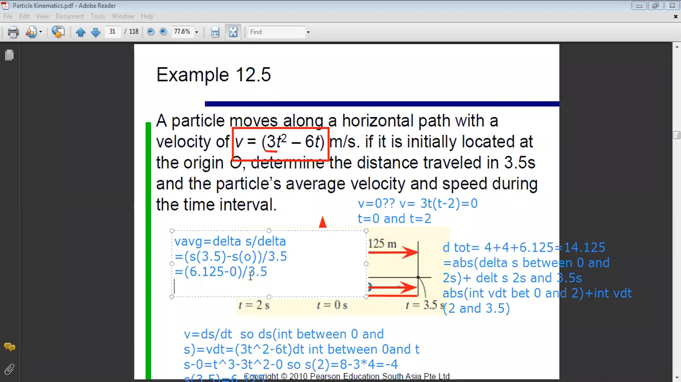Now to get the average speed, I use the total distance over delta t. So it's equal to 14.125 over 3.5. And of course here, the average speed will be higher than the average velocity due to the change in direction. Okay? Any question on this?